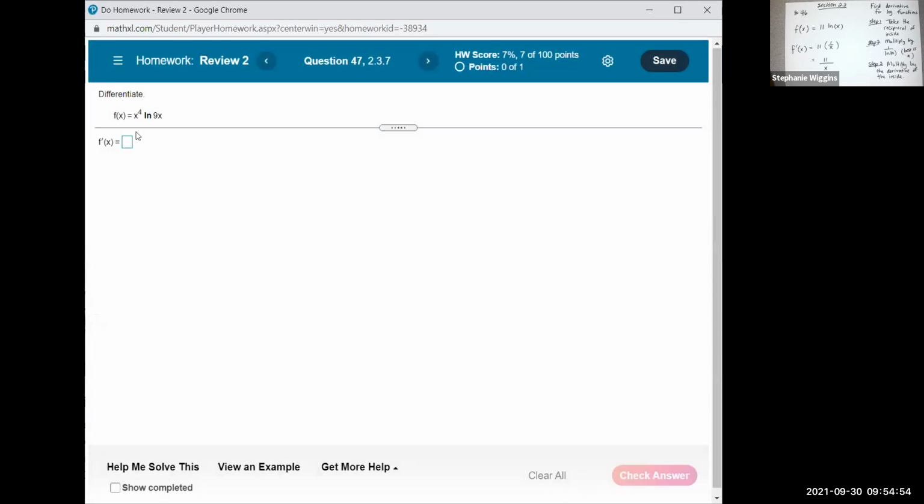Okay, now here, notice that we have a product here. We have the natural log function, and we know how to take the derivative of that, but we also have this x to the fourth, which is a power function, multiplied, two functions multiplied. So let me go ahead and do this one. This is number 47. And we have f of x equals x to the fourth multiplied by the natural log of 9x.